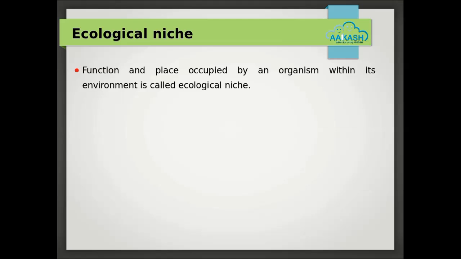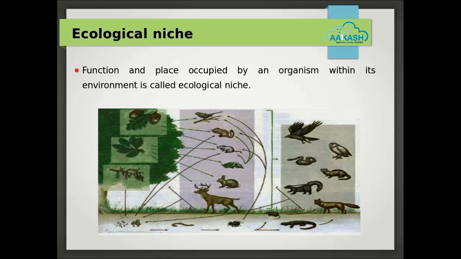Ecological niche. Ecological niche is a term for the position of a species in an ecosystem, describing both its survival conditions and role within the ecosystem. Ecological niche involves the interaction between a species and the biotic and abiotic environment. The diagram shows the cycle of ecological niche.